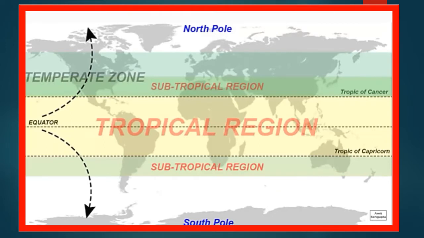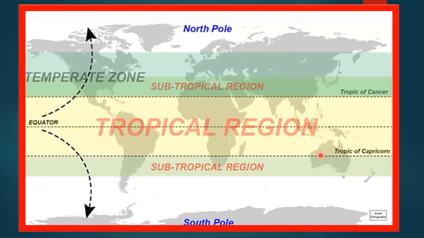Now children, all of you know the tropical region. Where is the tropical region? It lies between the two tropics. You can see Tropic of Cancer, then Equator, and Tropic of Capricorn. This region is the tropical region.